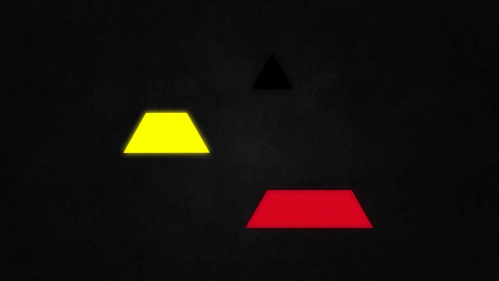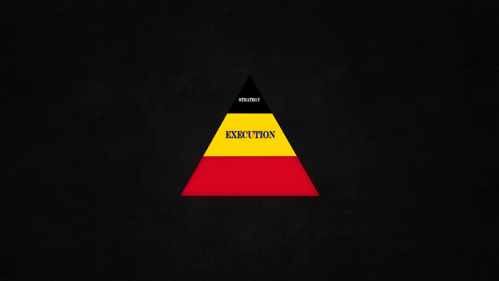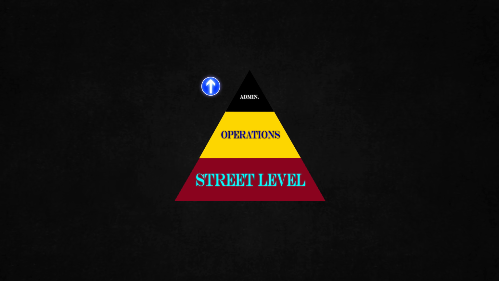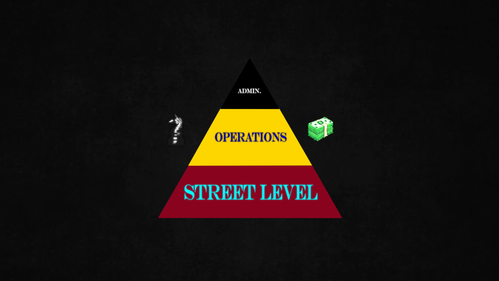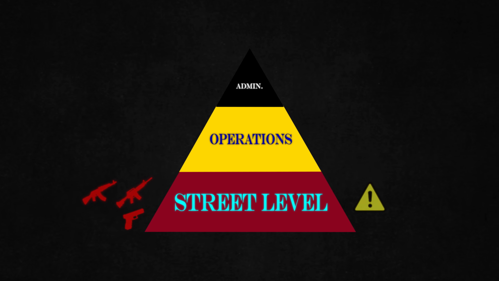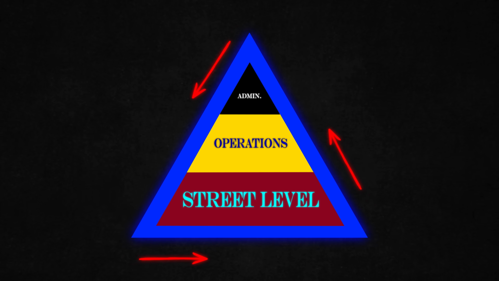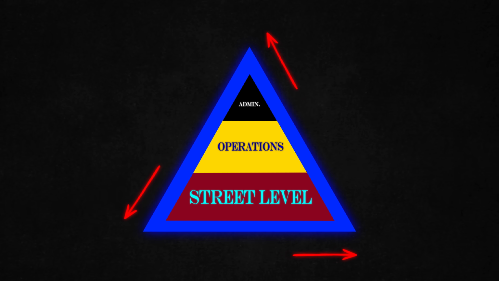The Mafia's model is built around three functions: strategy, execution, and insulation. The administration sets direction while remaining protected. The operational core converts strategy into revenue. The street level absorbs risk and generates exposure. The support network enables the entire structure to run with minimal interruption. This design explains why the Mafia proved resilient for decades.